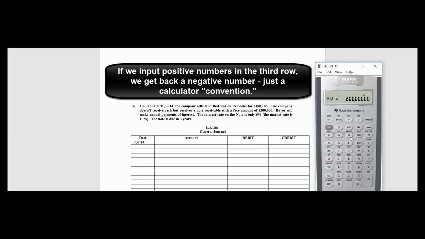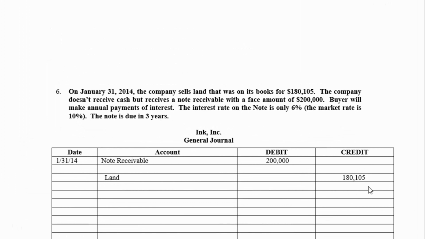We're going to hit compute PV. And sure enough, the note is worth $180,105. So that's what the note should be on our books for. So the note has a face amount of $200,000. That land is on our books for $180,105.